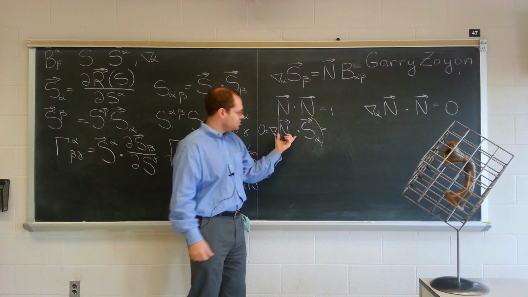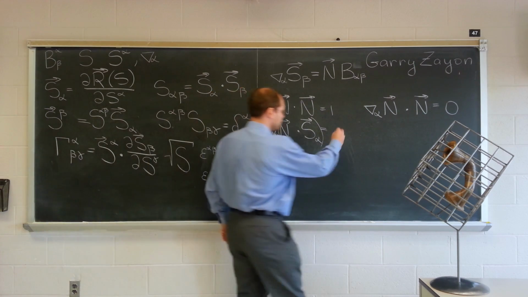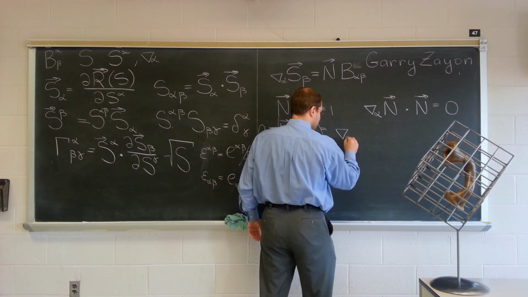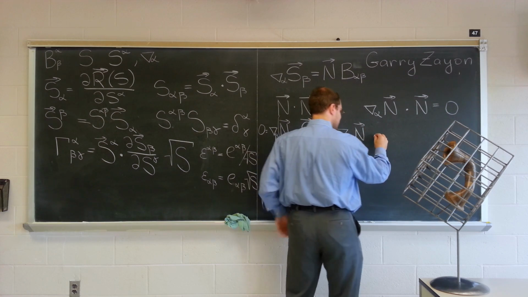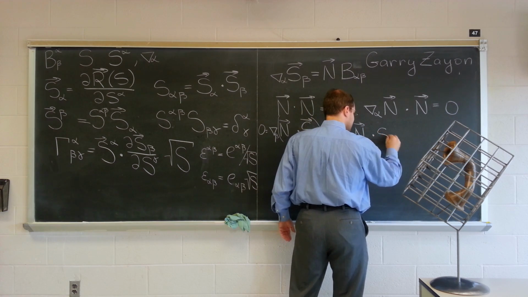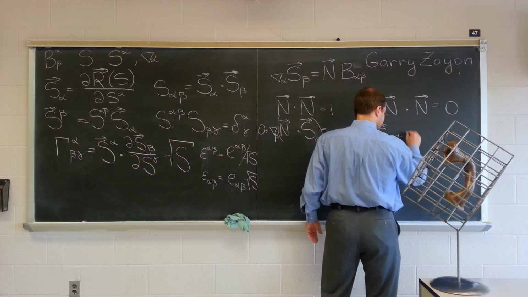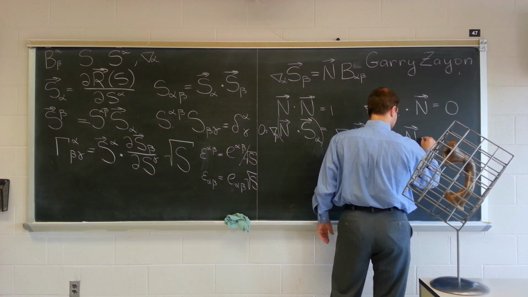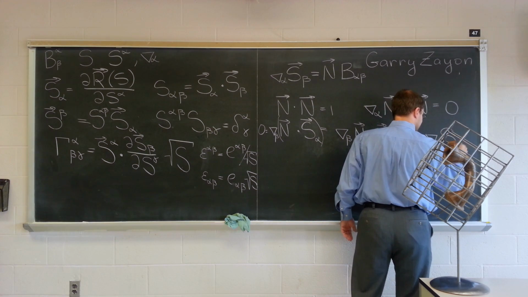And it shouldn't be then too hard to identify this object. All right, so here's what happens. We get the derivative of the normal, this quantity, dotted with S alpha, plus the normal dotted with the covariant derivative of S alpha.